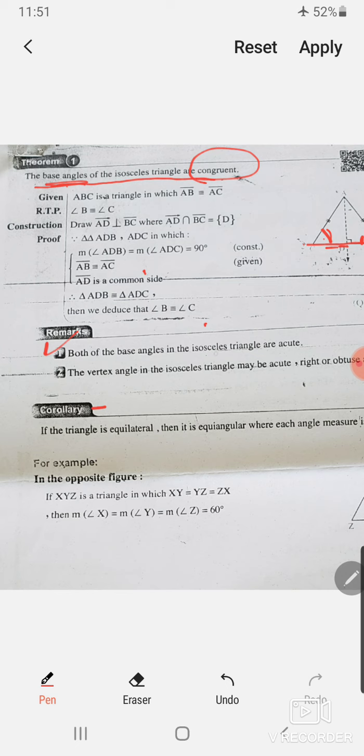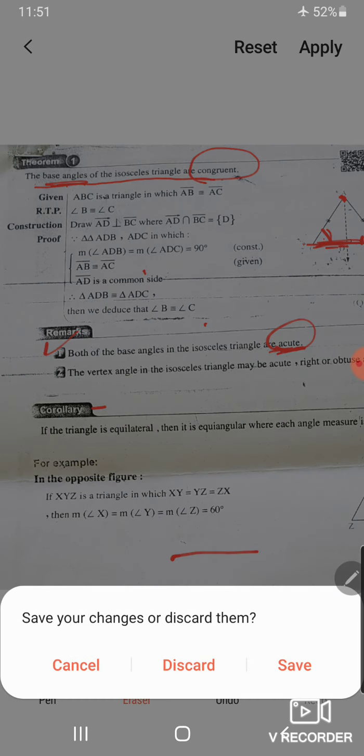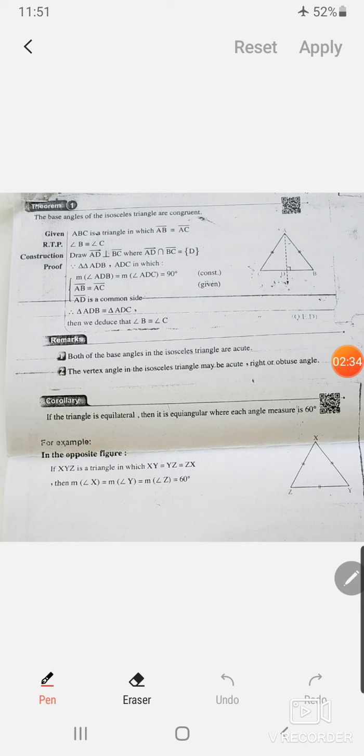Both of the base angles in the isosceles triangle must be acute. What is the meaning of acute? Smaller than 90. What about the vertex angle? This is the vertex and this is the base angle. So the base angles, C and B, must be acute. Measure angle C equals measure angle B, and it will be acute. What about the vertex? This is the vertex, which is measure angle A; it may be acute, right, or obtuse.